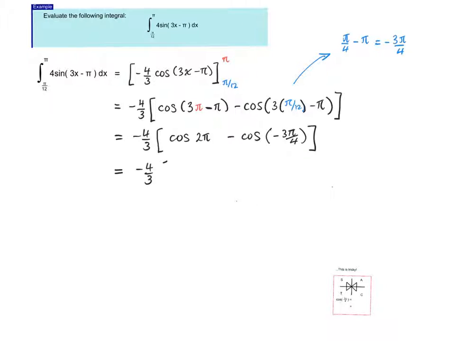The next part is straightforward. We need to evaluate these things. The cos of 2 pi is something that you should be able to do without too much bother. If it helps, draw a sketch of the graph of cos x. But you should know that cos 2 pi is the same as the cos of 360 degrees, which of course is just equal to 1. And from that we're subtracting the cos of minus 3 pi over 4. And that definitely is quite tricky.